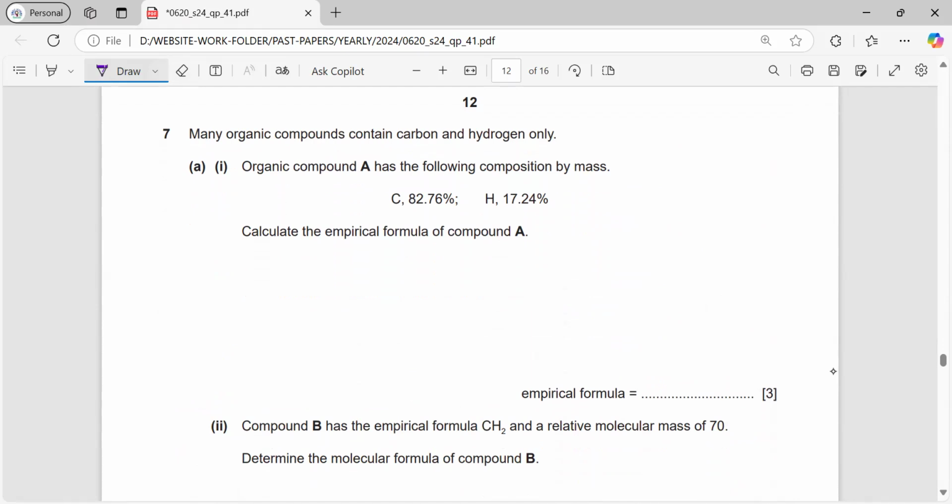Next question. Many organic compounds contain carbon and hydrogen only. Organic compound A has the following composition by mass. Calculate the empirical formula of compound A. Now, the empirical formula shows us the simplest whole number ratio between the elements in a compound. How will we calculate it? We have two percentages over here, of carbon and hydrogen. So we'll write carbon ratio hydrogen.